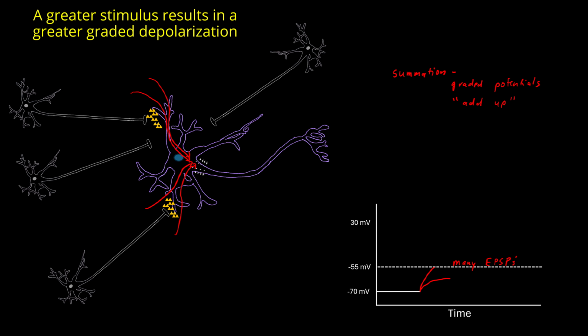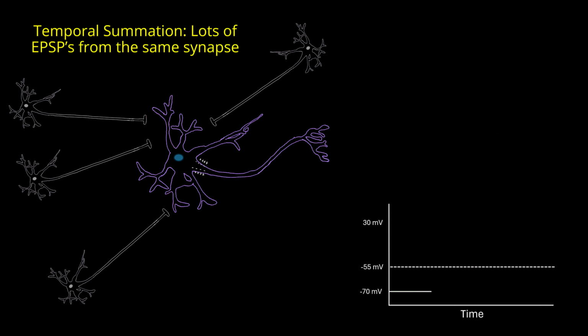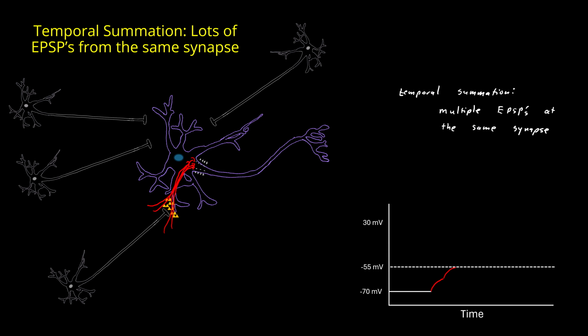What's shown in this cartoon is a process called spatial summation because the EPSPs happen at different synapses. A similar process occurs if more neurotransmitter is released at the same synapse. In this case, the process is called temporal summation because multiple action potentials happen in the presynaptic neuron over time.